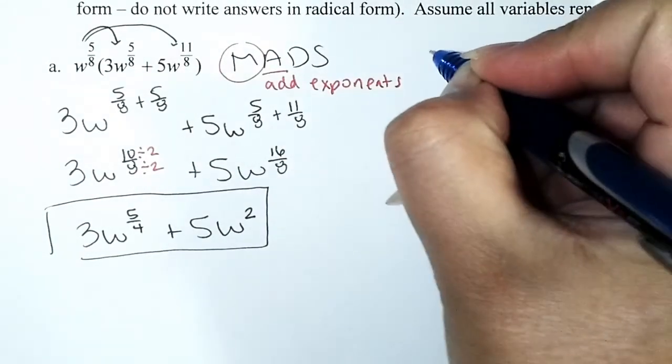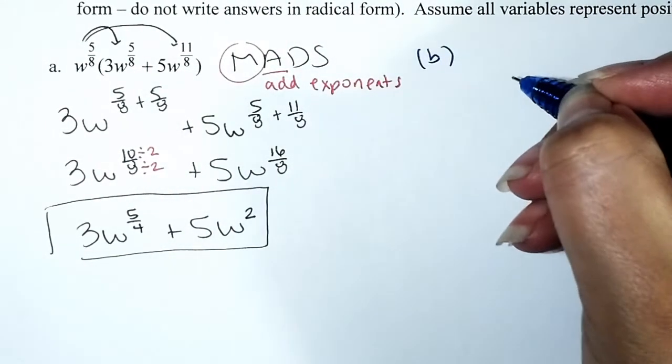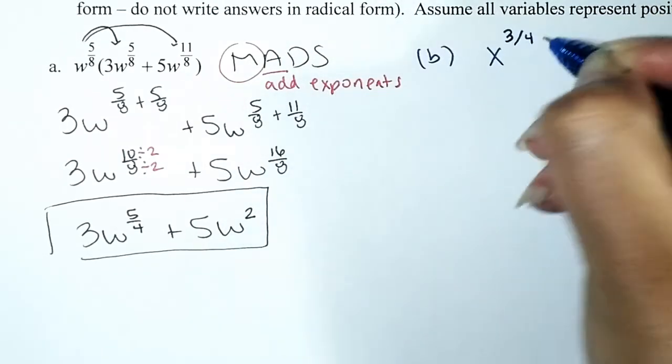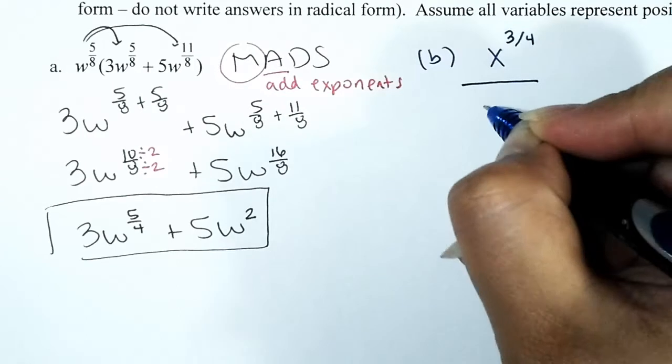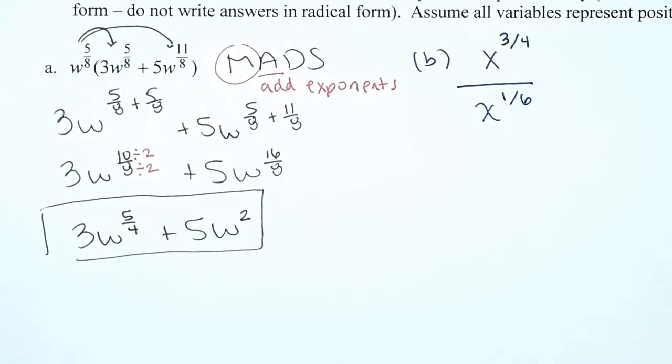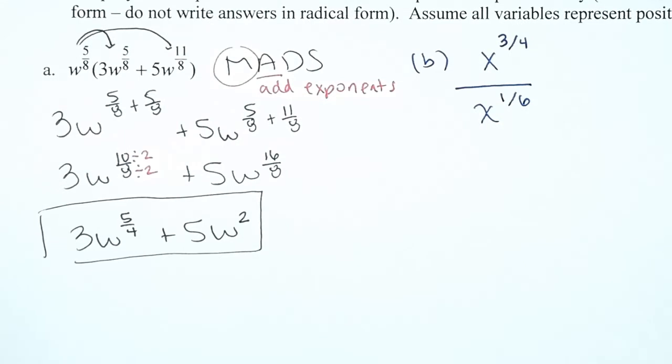So problem B, we have x to the 3/4 over x to the 1/6. The directions just read simplify each expression. In this case our expression is a fraction, and when it comes to simplifying fractions, that's just code for reduce it. So I'm going to ask myself, is this reduced? And the answer is no.